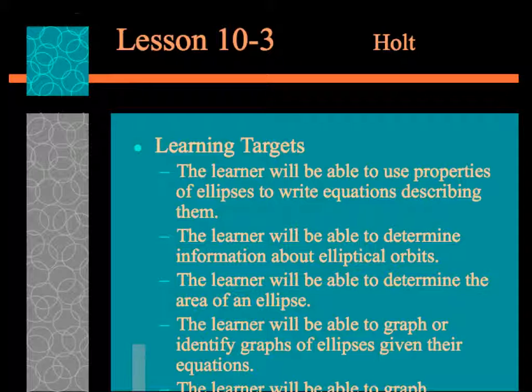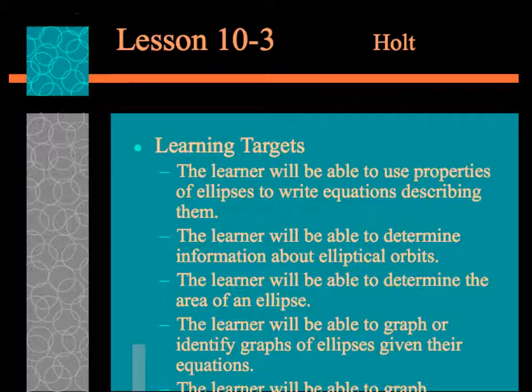So in Lesson 10.3, we've done a lot with ellipses, but there's just a little bit more we need to do. We've learned about some properties of ellipses, and we've learned to write equations that describe them, and we put those on our graphic organizer last week. We're going to relate it to elliptical orbits or to elliptical objects in the real world.